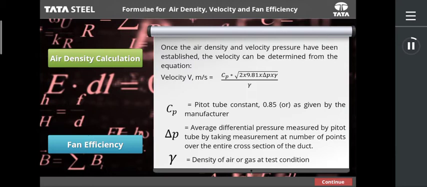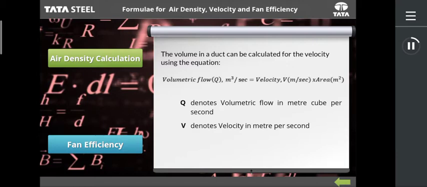Velocity calculation. Once the air density and velocity pressure have been established, the velocity can be determined from the equation as displayed on screen, where Cp denotes pitot tube constant 0.85 or as given by the manufacturer. Delta P denotes average differential pressure measured by pitot tube by taking measurement at number of points over the entire cross-section of the duct. Gamma denotes density of air or gas at test condition.